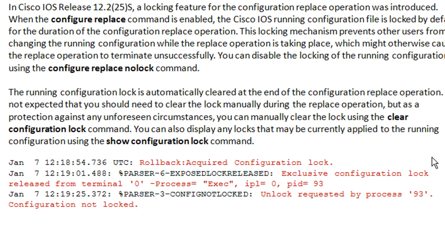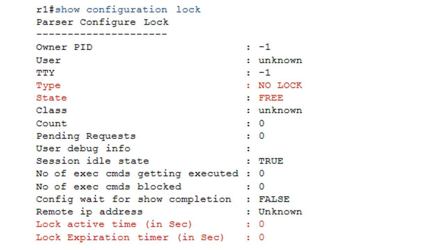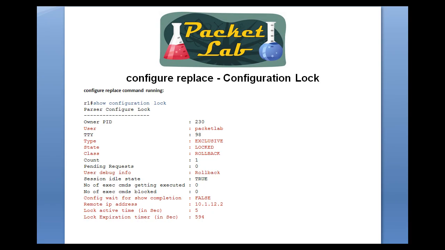So during the configuration replacement function, it will lock out the running config. This is what the output of the show configuration lock command looks like, and in this case we're not running configuration replacement, so this is the output that you would get when it's not locked. And you can see the type is no lock, state is free, lock active, and time and expiration are all set to 0.